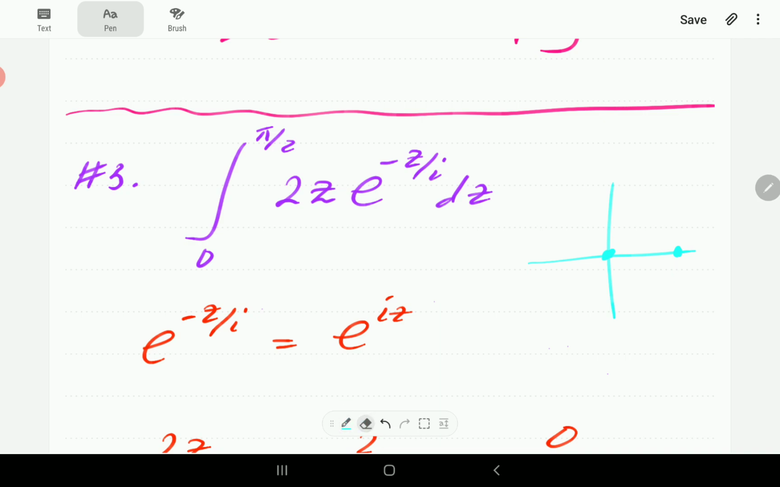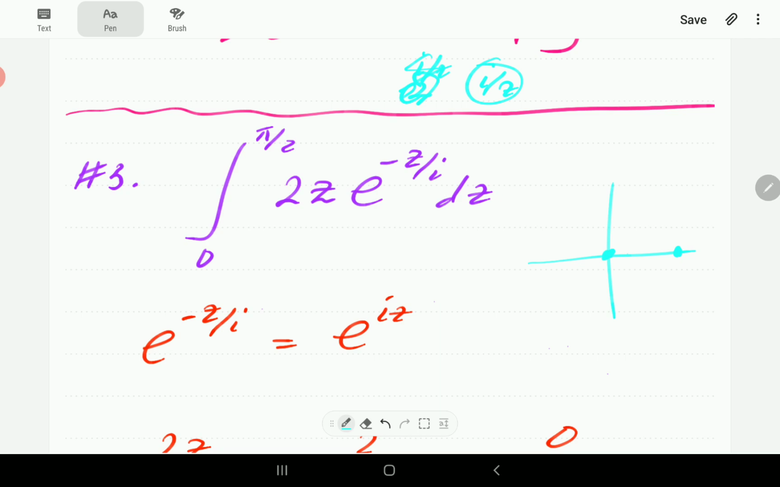z is a polynomial, 2z. e to the power is analytic everywhere, so long as z is not in the denominator of that exponential. So long as we don't have anything like e to the 1 over z. If you've got e to the 1 over z, then when z is 0, this thing is not analytic. But so long as z is in the numerator, it's fine, because 1 over z is not a polynomial anymore.